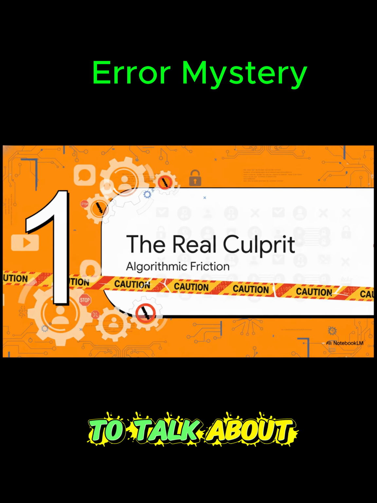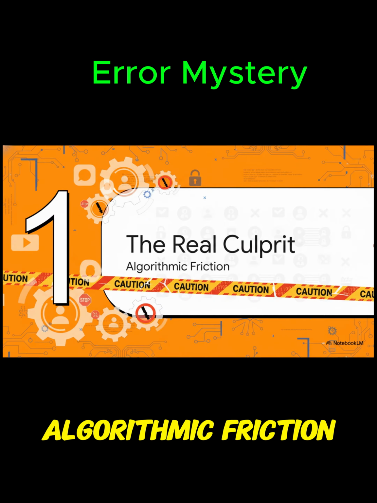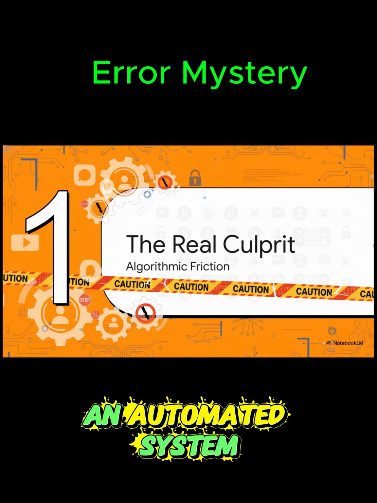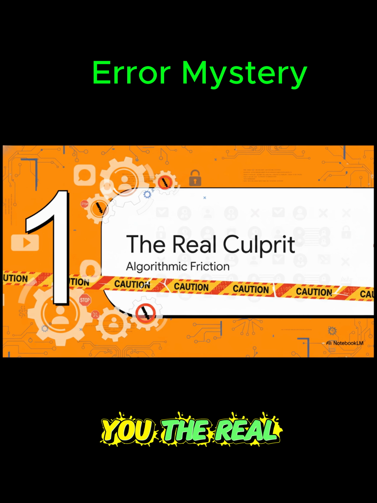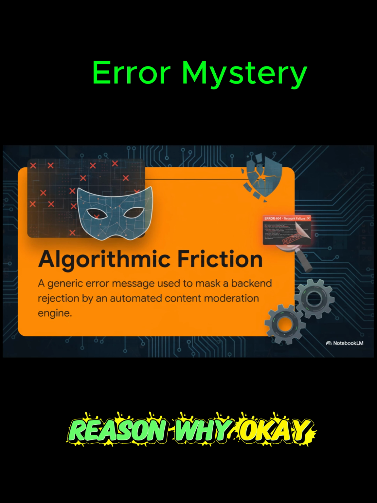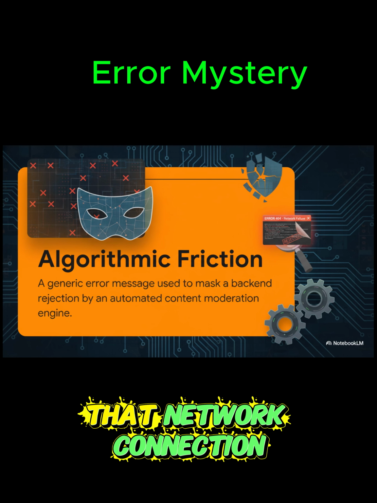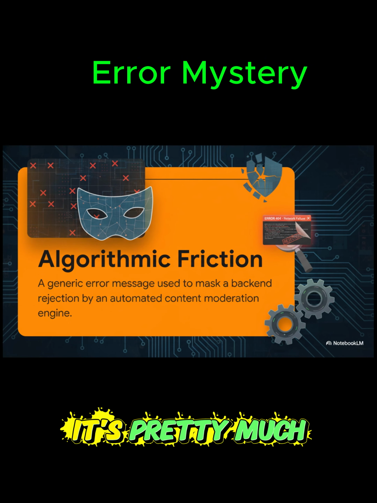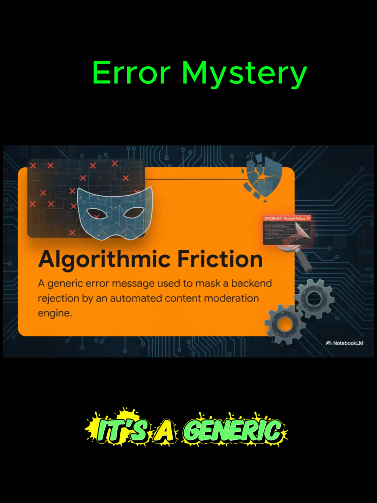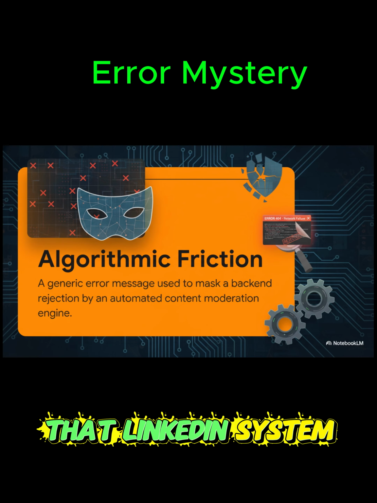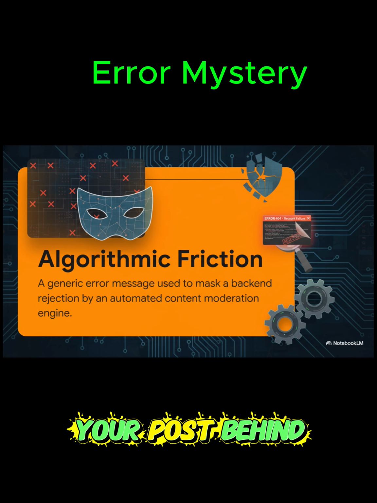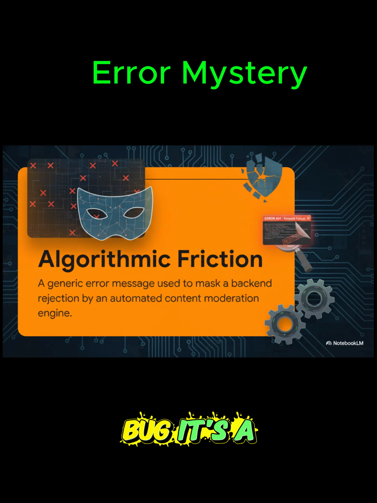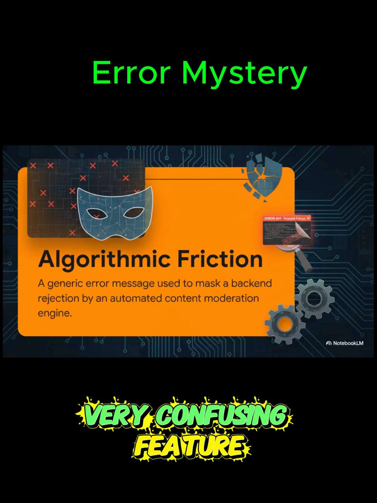Well, we need to talk about a concept called algorithmic friction. It's a fancy term for when an automated system, an algorithm, intentionally stops you without ever telling you the real reason why. Okay, so here's the big reveal. That network connection failed message is pretty much just a mask. It's a generic, vague error that LinkedIn's system throws up when its own internal moderation engine has already rejected your post behind the scenes. It's not a bug, it's a very, very confusing feature.